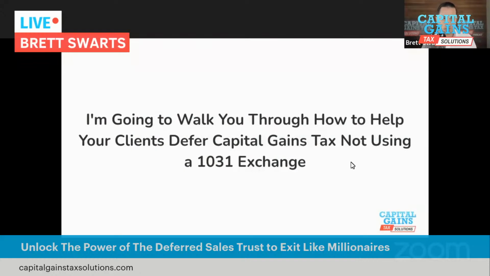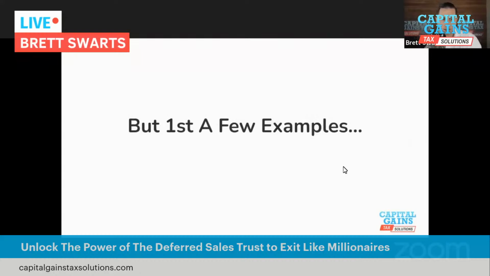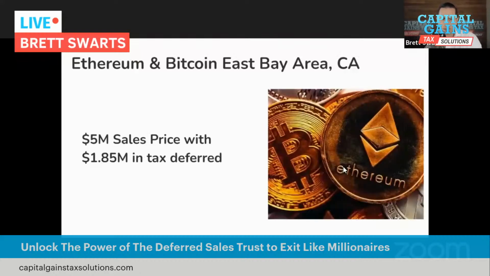All right, so I'm going to walk you through how to help your clients defer capital gains tax not using a 1031 exchange. But first, I want to just give you a few more deal stories. We did an Ethereum and Bitcoin case out of the East Bay. This client exited $5 million out of $50 million of Bitcoin when Bitcoin was at $54,000 a coin. Their basis was somewhere around $50,000. And so we were able to defer about $1.85 million of tax.